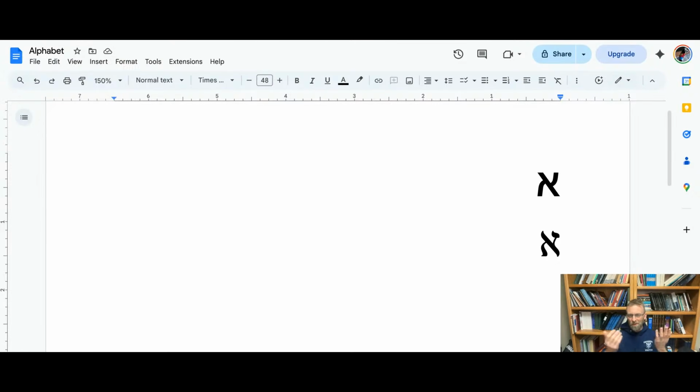Nobody uses the same font all the time. Anyways, all right, you get the idea. So Aleph is the first letter, and Aleph is technically a silent letter, according to the modern Israeli pronunciation.